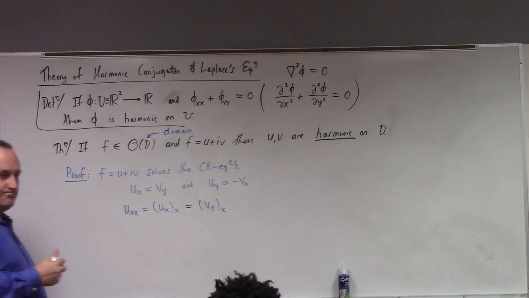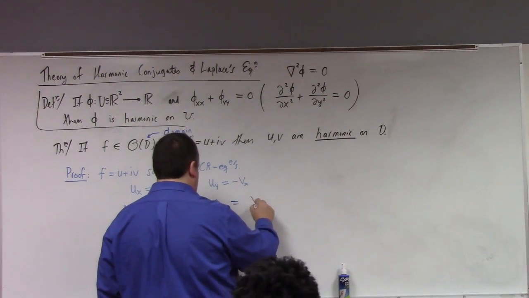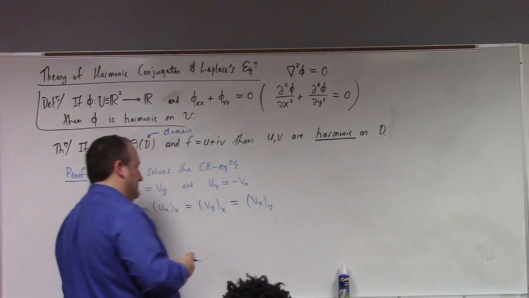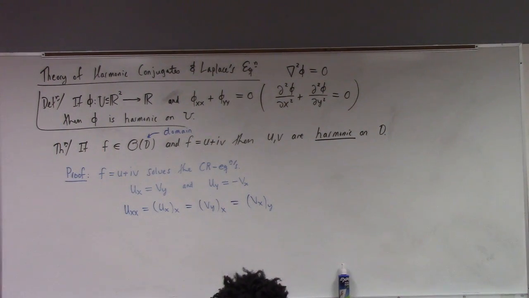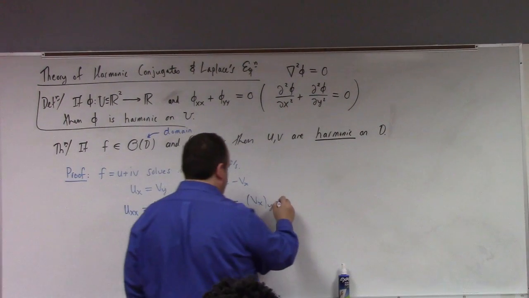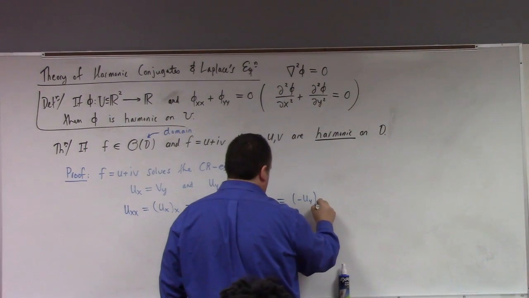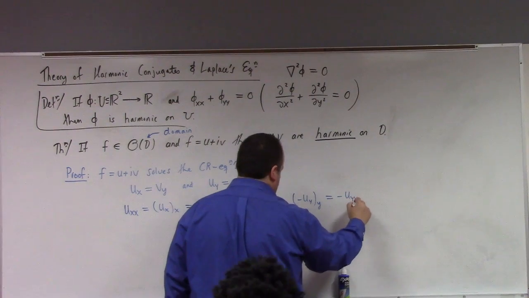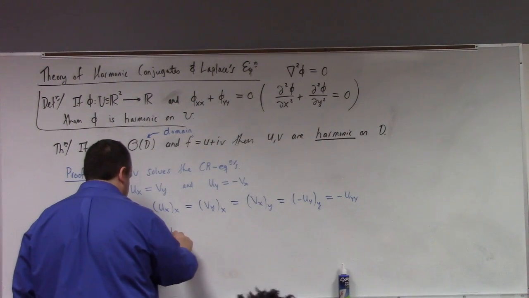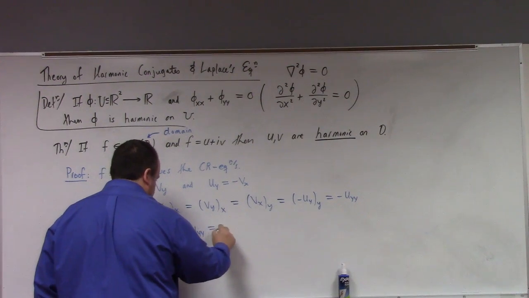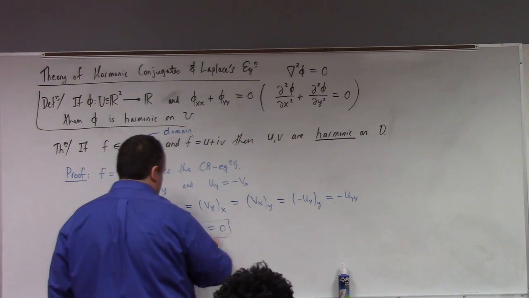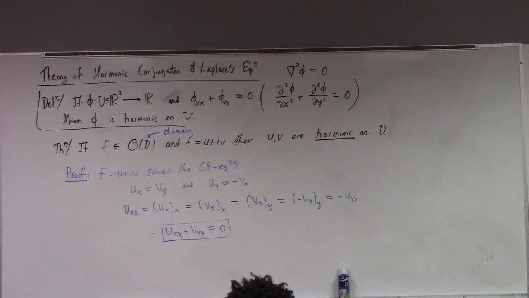But partial derivatives commute. So I could rewrite this as vx, the y derivative of that, because partial derivatives commute, right? I can do x then y, or I can do y then x. But what is vx? Well, vx is minus uy, which is, of course, minus uyy. So therefore, uxx plus uyy is equal to 0. Thus, u is harmonic on D, because the Cauchy-Riemann equations have to hold on all of the domain.